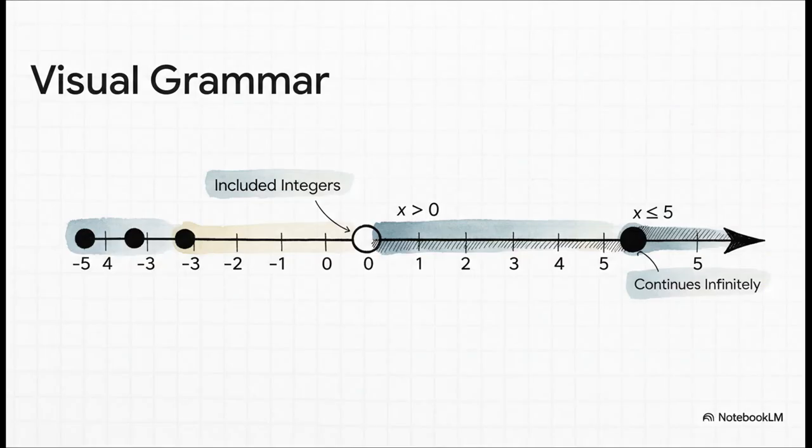So let's break down this visual language. It's kind of like a key for a map. A thick dot means that specific integer is part of the answer. A hollow circle means the boundary number itself is not included. That's for your greater than or less than. A filled-in circle means the boundary is included for greater than or equal to. And of course, the arrow just means the answer keeps going and going forever in that direction.